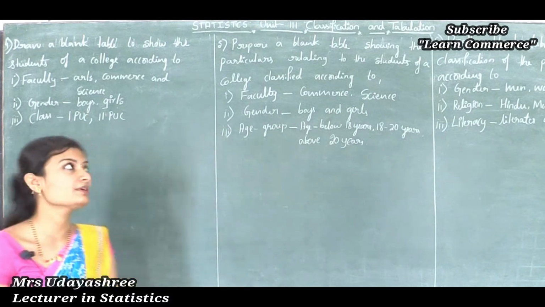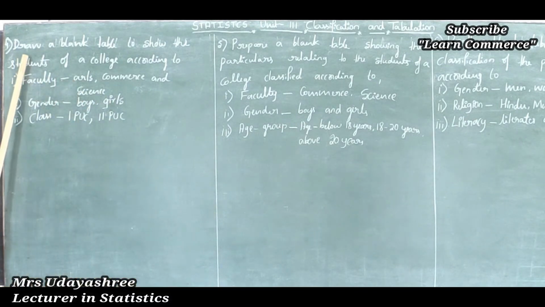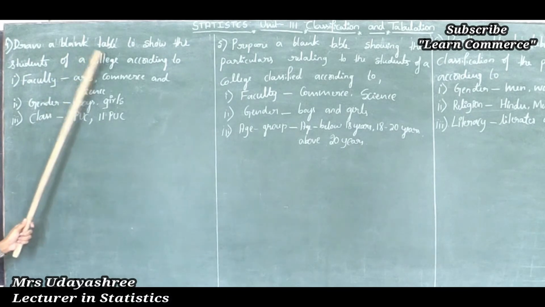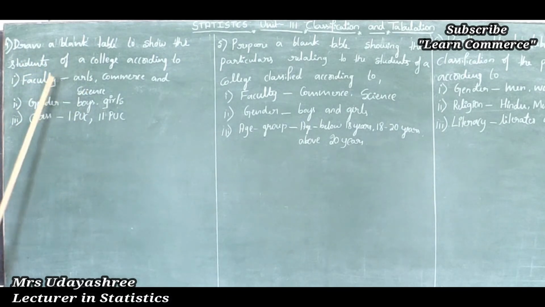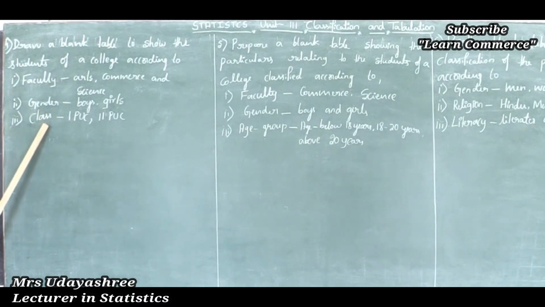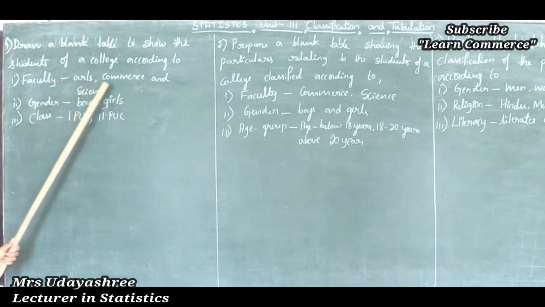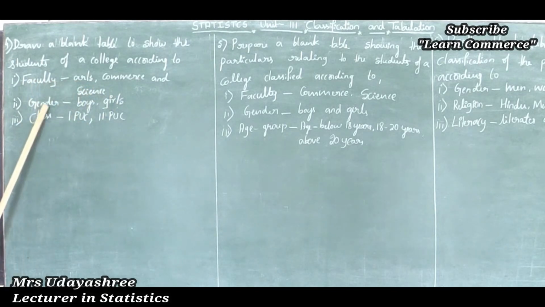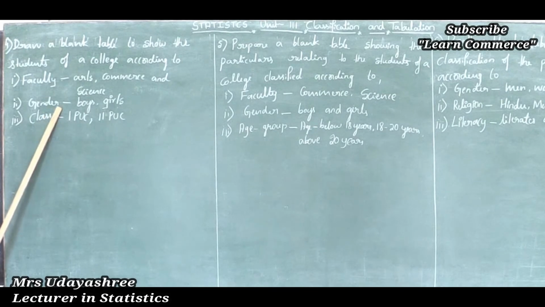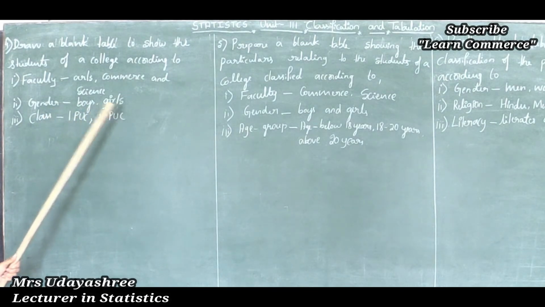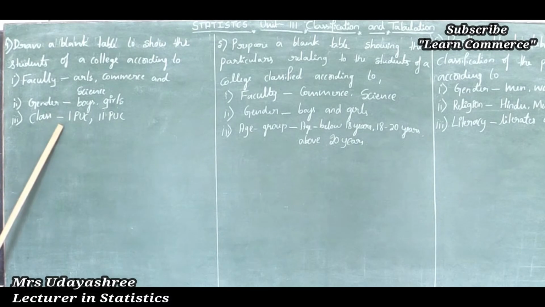Let's see problem number 4, that is, draw a blank table to show the students of a college according to faculty, gender and classes. Here faculty, gender and classes are the classifications. Under faculty, the classified characteristics are arts, commerce and science. Under gender, the classified characteristics are boys and girls. Under classes, the classified characteristics are first PUC and second PUC.